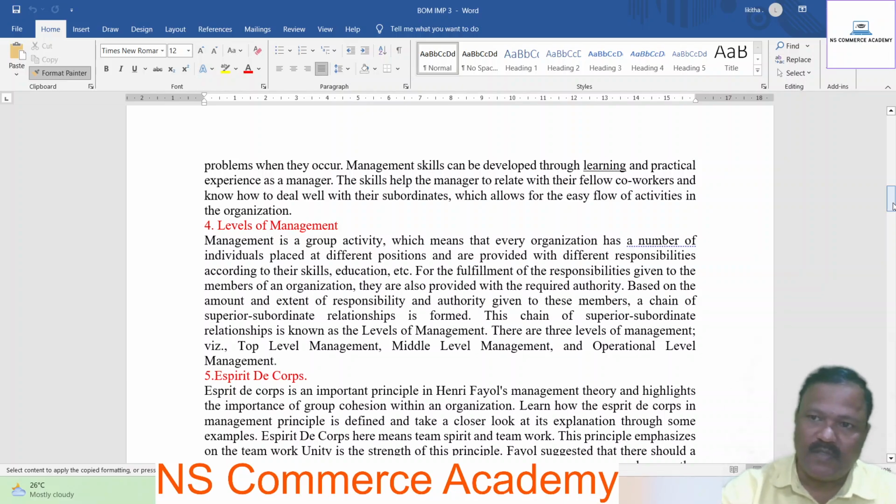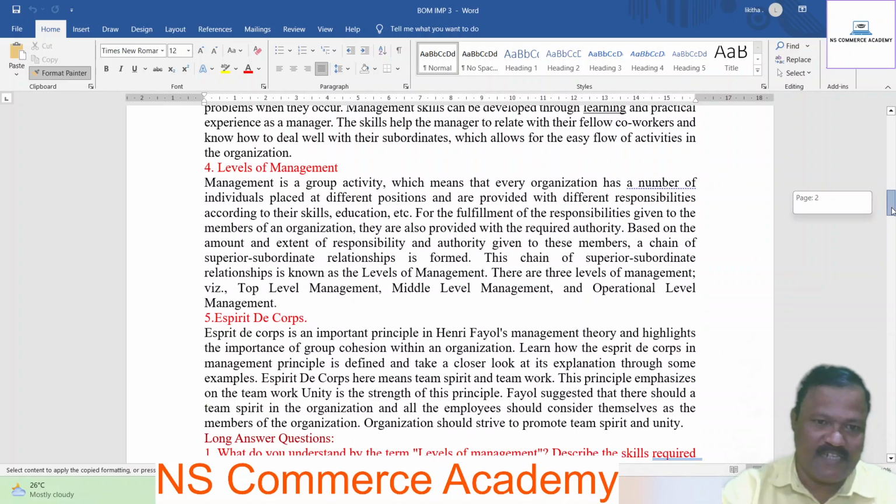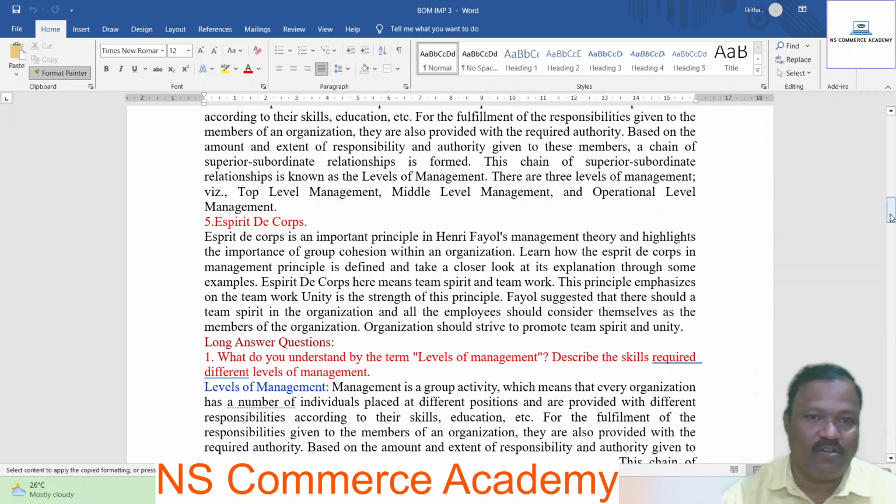Next, the fifth question, Esprit de Corps. Esprit de Corps is an important principle in Henri Fayol's management theory and highlights the importance of group cohesion within an organization. Learn how the Esprit de Corps management principle is defined and take a closer look at its explanation through some examples. Esprit de Corps here means team spirit and teamwork.